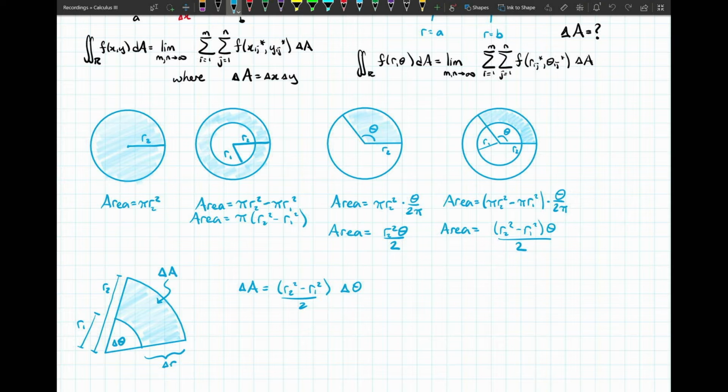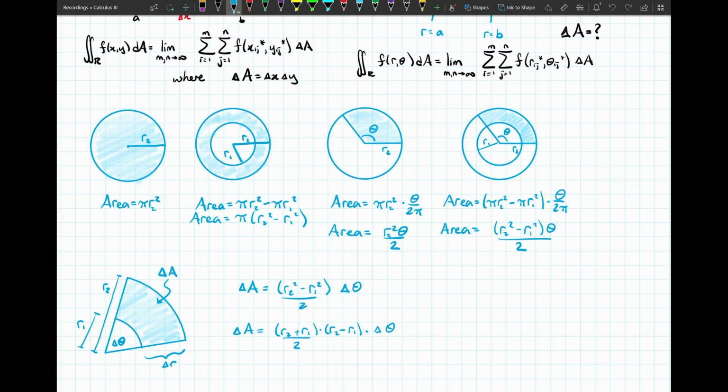Well, if we recognize that that is a difference of squares, then we can go ahead and factor that. That gives us r2 plus r1 multiplied by r2 minus r1. And r2 minus r1 is the difference between the two radiuses, which is in fact delta r. This (r2 plus r1) over 2, well, that is just the average value of the two radiuses. That is essentially a midpoint.